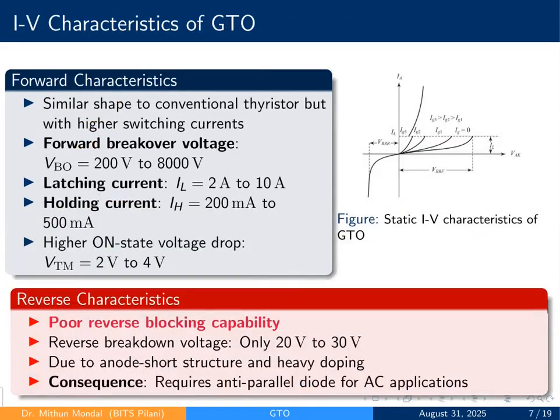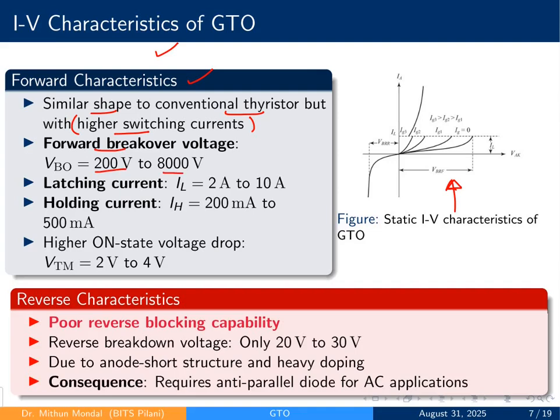When we talk about the VI characteristic of GTO, in the forward characteristic, it is a similar shape to the conventional thyristor, but with higher switching current. So this is the static VI characteristic of GTO, similar to the normal thyristor, and it will have higher switching current. In the forward direction, breakover voltage is achieved using a voltage of around 200 to 8000 volt.